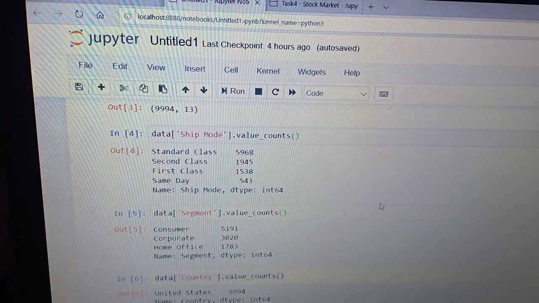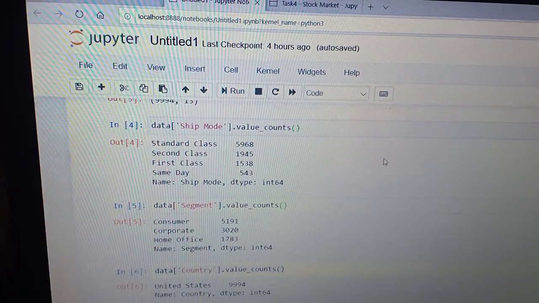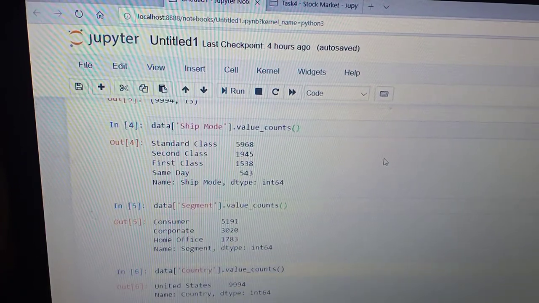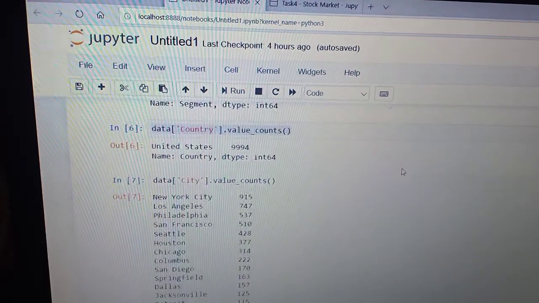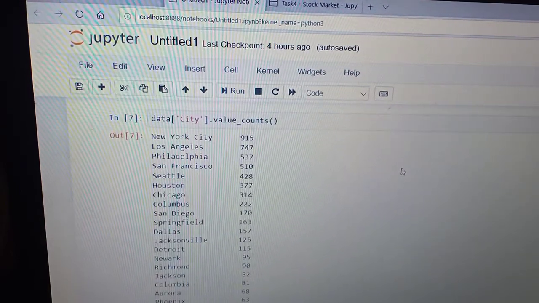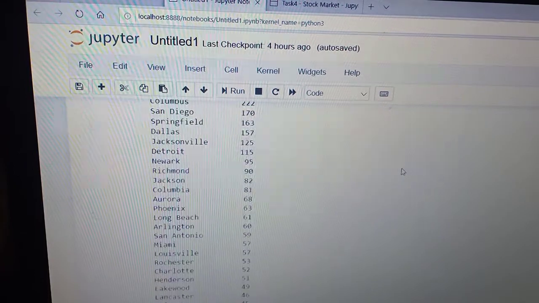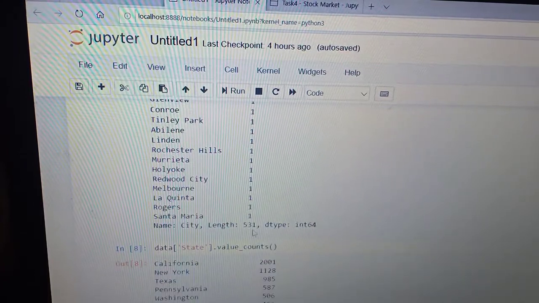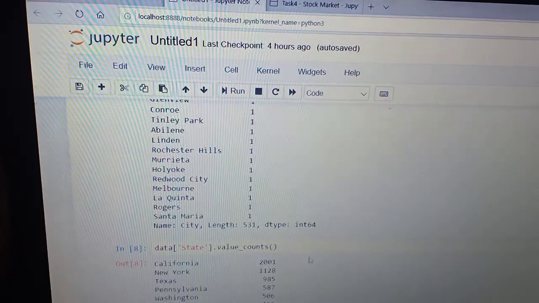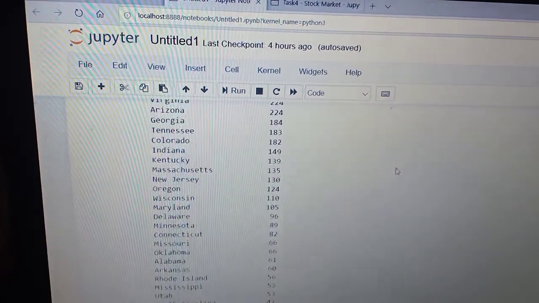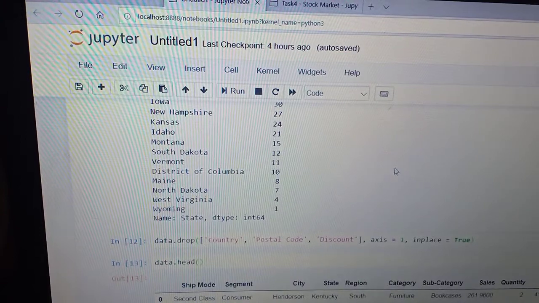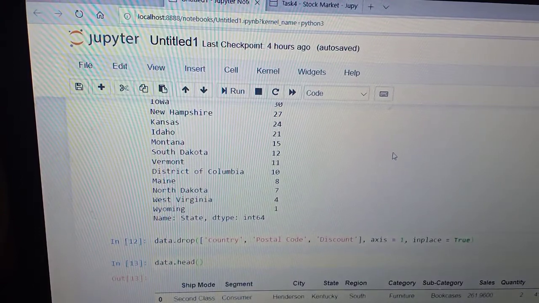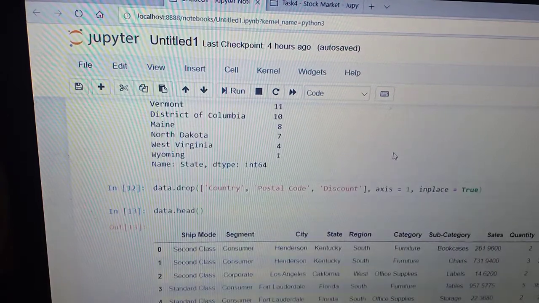Same thing I did with segment. So consumer, corporate, home office, 3 are there. Country is only 1. I found out city has a lot of counts, like 531 counts. For state, I think 40 something. So I don't know, it's almost like 47 to 49 states are there.